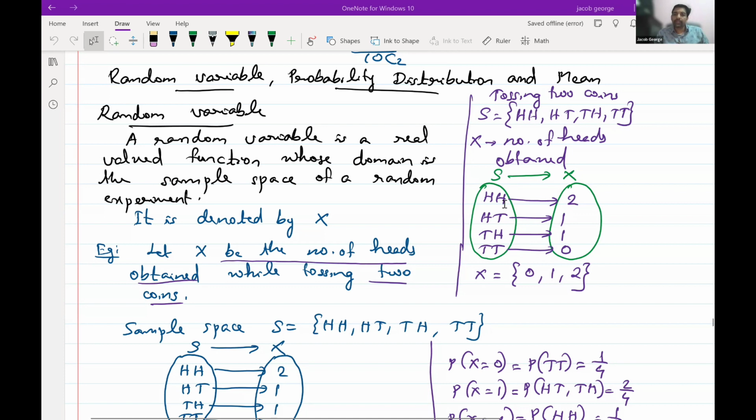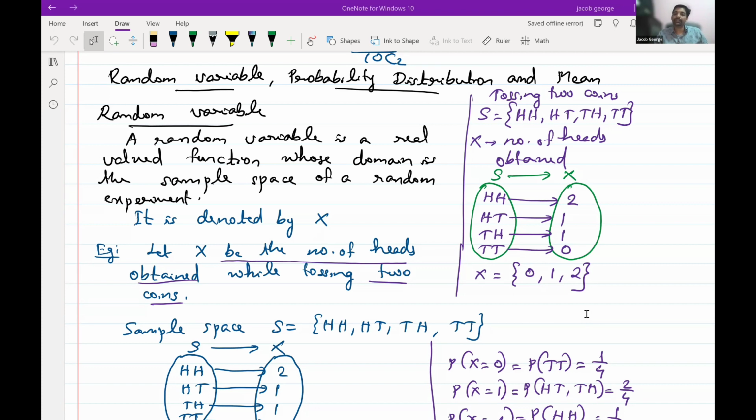Then for the first event I select HH. There are 2 heads, so I write 2. We are counting the number of heads. HT means 1 head. TH is 1 head. TT is 0 heads. So this range we write as a set. Set means repeated elements, 1 time is enough. So the values of X are 0, 1, 2. This is called a random variable.